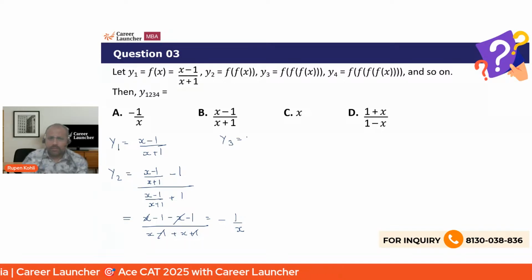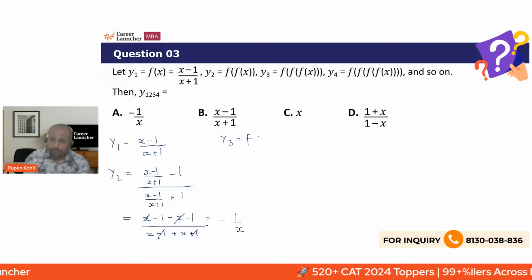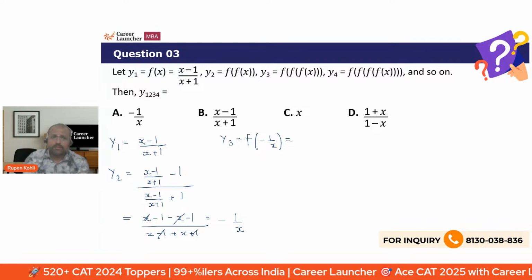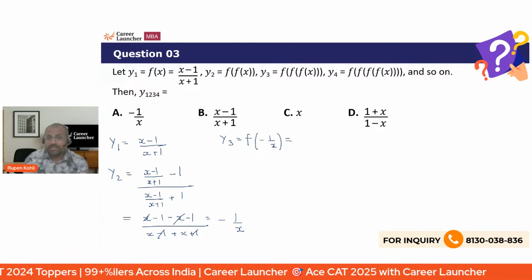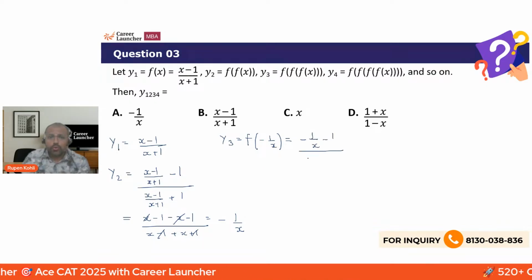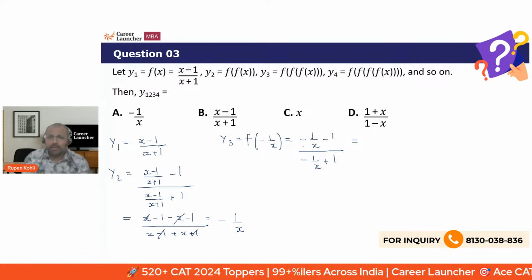Y3. So we have to keep on doing it until we get something. Y3 is f of fx, meaning f of minus 1 by x now. So wherever you see x in the original function, replace it with minus 1 by x. So it will be minus 1 by x minus 1 over minus 1 by x plus 1, which is, on the top and bottom, multiply with a minus sign.